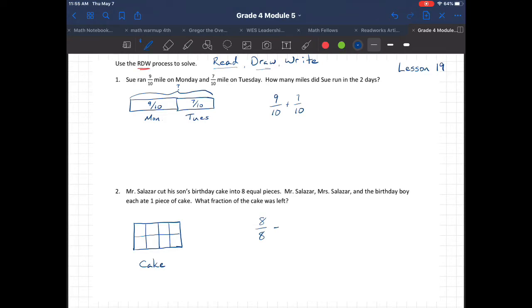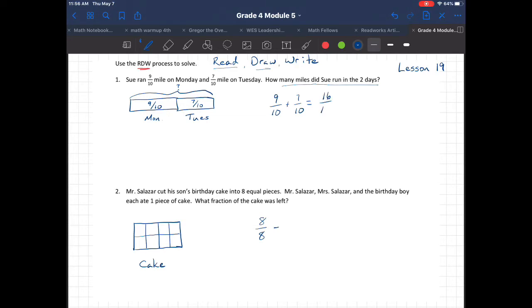The drawing, I have already made the drawing here. I made a tape diagram showing 9/10 on Monday and 7/10 on Tuesday. And I added this question mark on the top to indicate how many miles did Sue run in the 2 days. So basically we are just saying what is 9/10 plus 7/10. This is the writing part over here, correct? So sometimes people think the drawing part is silly, but sometimes it helps you really understand what's happening.